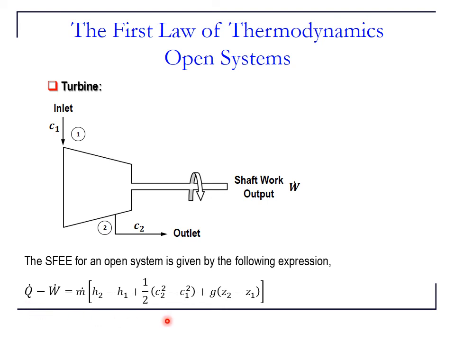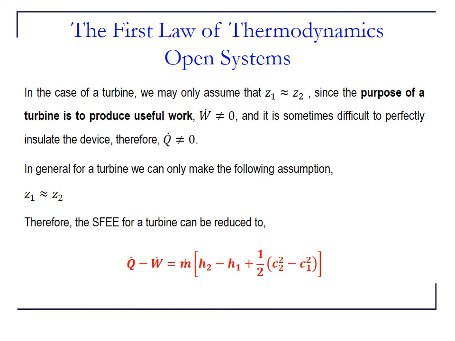And then we will also start from this general form. In the case of a turbine, we can assume that the change in potential energy can be ignored. As you can understand now, the purpose of a turbine is mainly to produce useful work, such as electricity, so the work transfer definitely will not be zero. It is sometimes difficult to perfectly insulate the device because a turbine is a huge device, so the heat transfer sometimes cannot be ignored.